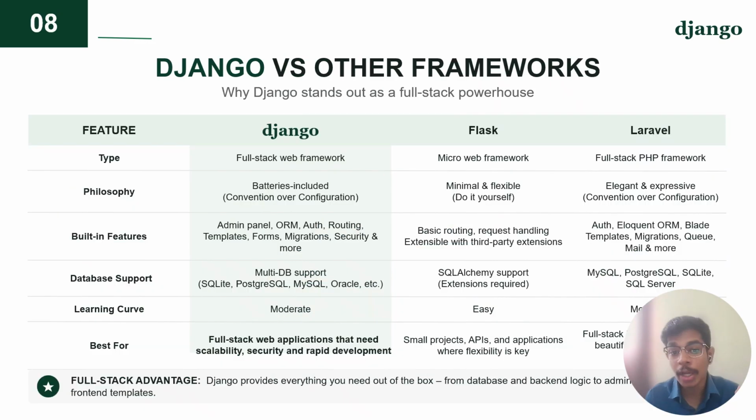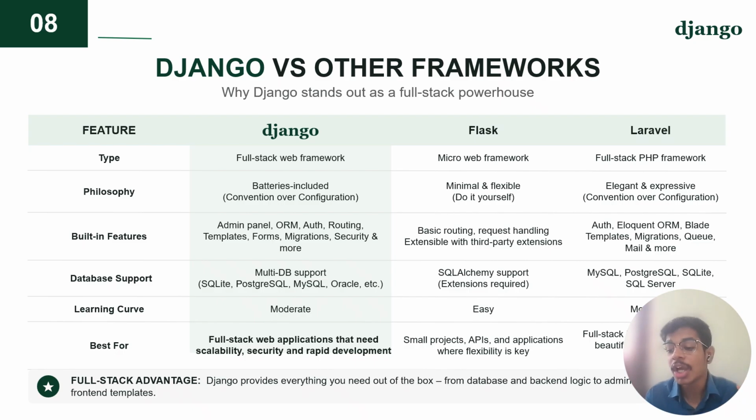In this slide, we compare Django with Flask and Laravel. Django is a full stack web framework, while Flask is a micro framework and Laravel is a PHP based full stack framework. Django follows a batteries included philosophy. This means many important features are already built into the framework. Flask follows a minimal approach. Developers need to install additional extensions whenever more functionality is required. Laravel also provides many built-in features but is based on PHP instead of Python.